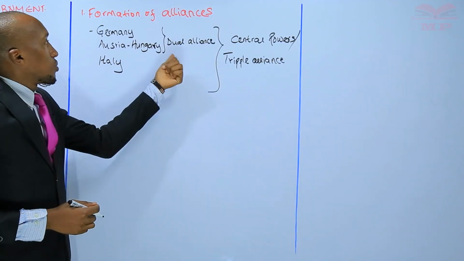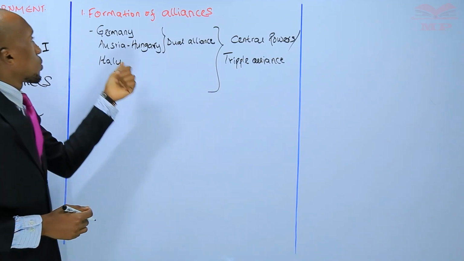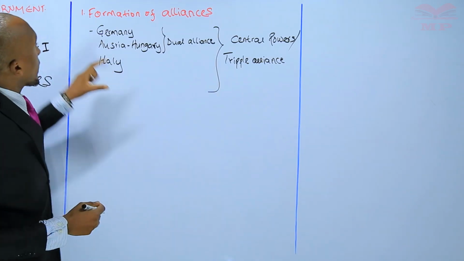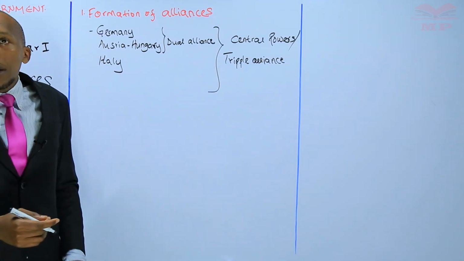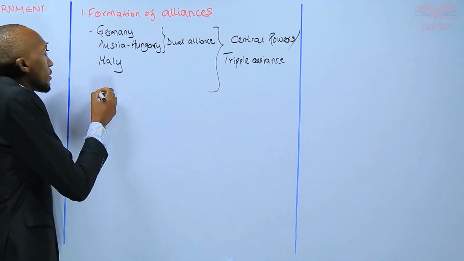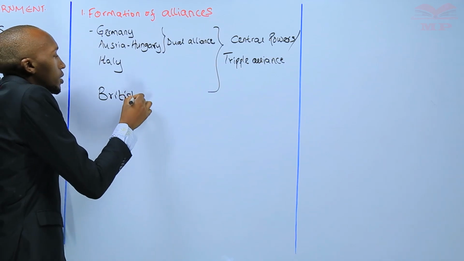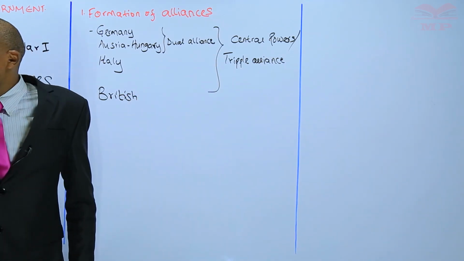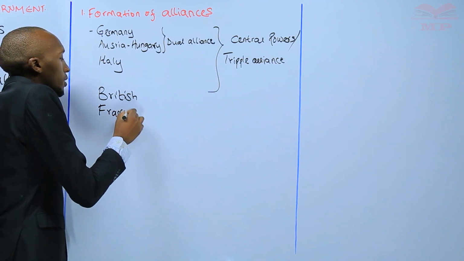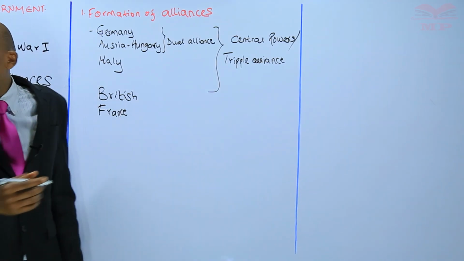So at some point you could be asked, who are the parties of the Dual Alliance? The answer is Germany and Austria. Then, in opposition to this, we find another group of countries that came together. We have the British. They came together with France, and they also came together with Russia.